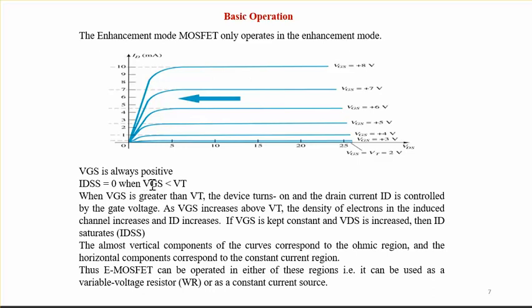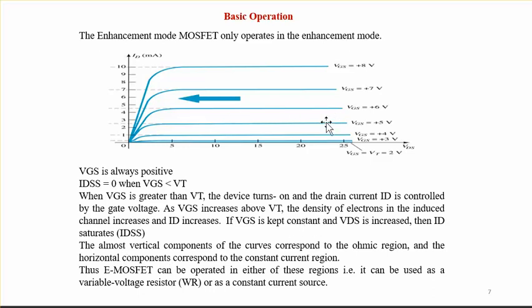So when the VGS is less than the threshold voltage, the drain saturation current will be equal to 0. So this is the case when VGS is positive, and when VGS happens to be greater than the threshold voltage, the drain current is controlled by the gate voltage, which means when you increase it, it keeps increasing. When you decrease it, it will also decrease.